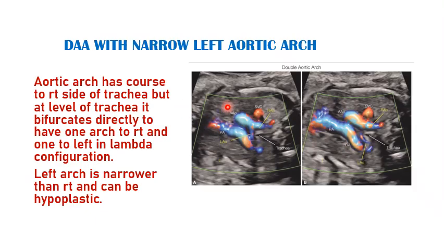Aortic arch is posed to the right side of the trachea, but at the level of the trachea, it bifurcates directly to have one arch to the right and one to the left in lambda configuration. The left arch is narrower than the right and can be hypoplastic.